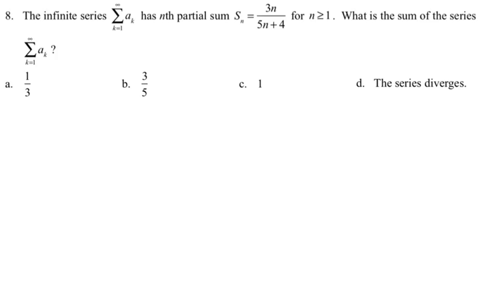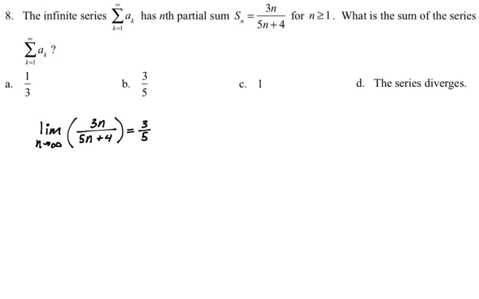So to solve this problem, all I really need to do is take the limit as n approaches infinity of s sub n. So the limit as n approaches infinity of s sub n, or 3n over 5n plus 4, is definitely equal to 3/5. You have a lot of options to find that. You could look at it and know it. You could use L'Hopital's rule.